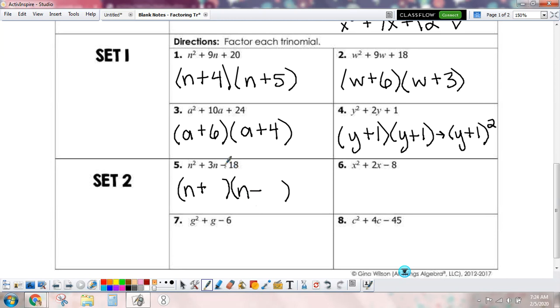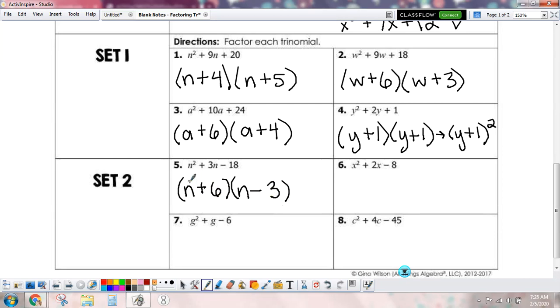So now I have to think of what numbers multiply together to get negative 18. I know 18 and 1. Well, either one of those could be negative. I do know that 6 times 3 is 18. And if I make one of those negative, I bet I could get 3 with that. So if I had 6 times a negative 3, that'll give me negative 18. And then 6 minus 3 is a positive 3. So we want a positive 6 and a negative 3 here.